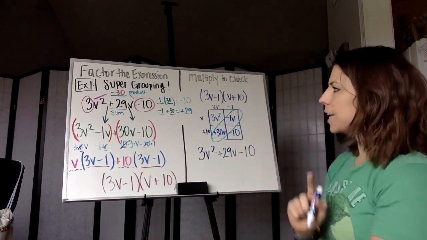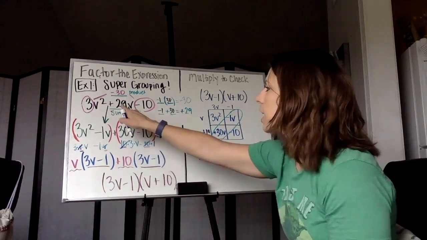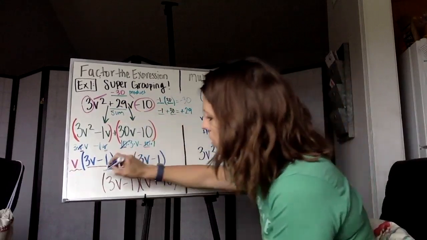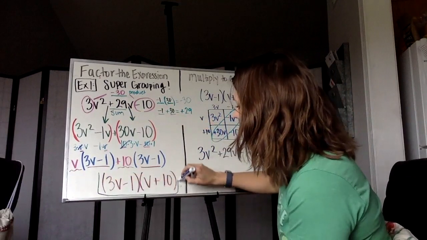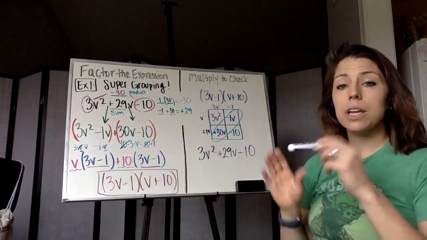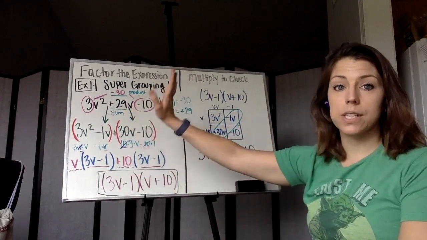Is that exactly what we started with? Let's see. 3v squared plus 29v minus 10 is exactly what we started with, which means this answer is correct. Now we're going to do the exact same example using double cross.